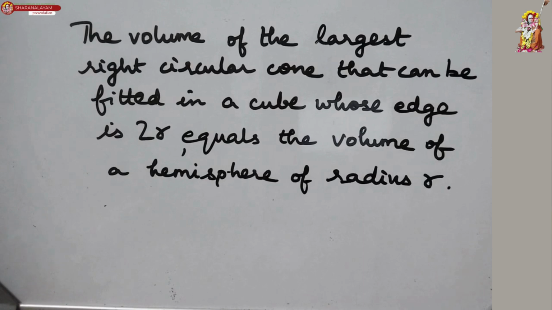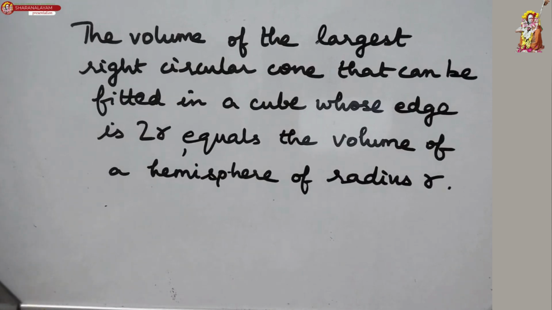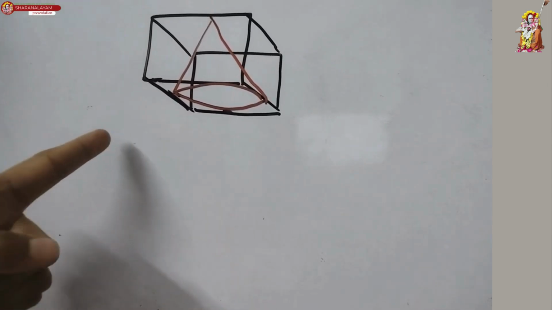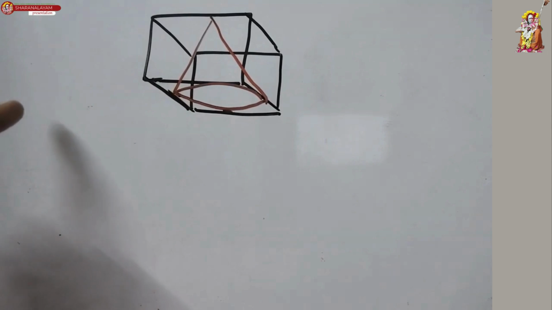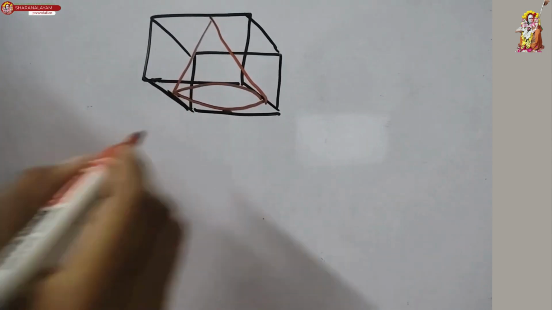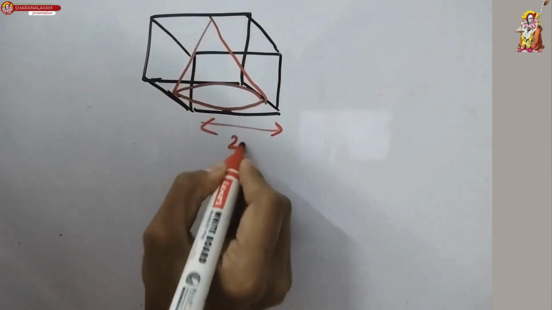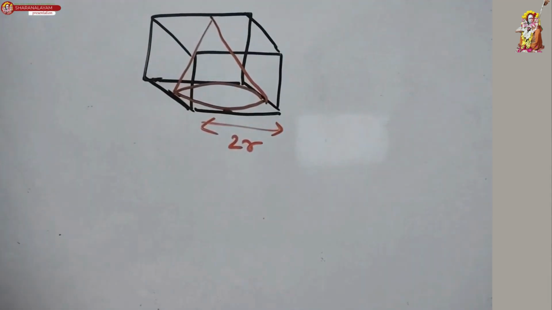Next question. The volume of the largest right circular cone that can be fitted in a cube whose edge is 2r equals the volume of a hemisphere of radius r. Let's see whether this is true or false. Let's say this is the right circular cone that can be fitted in a cube whose edge is 2r. So this is 2r and that's the largest right circular cone that can be fitted in that cube.